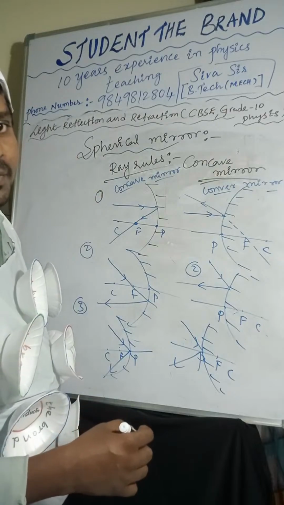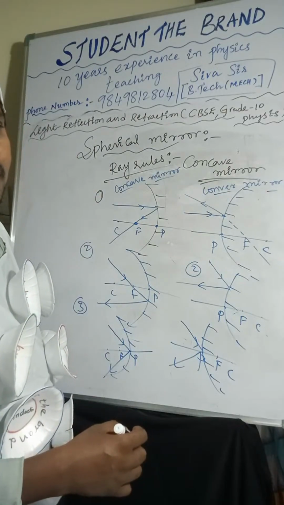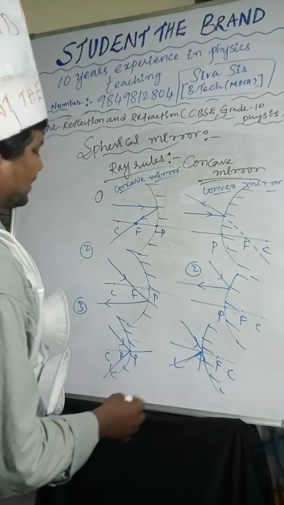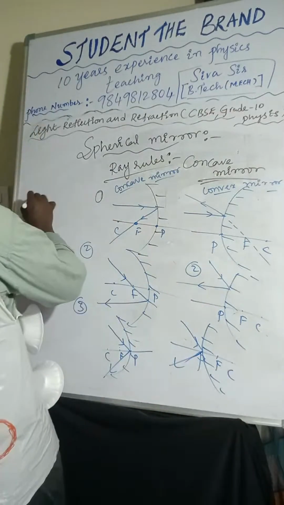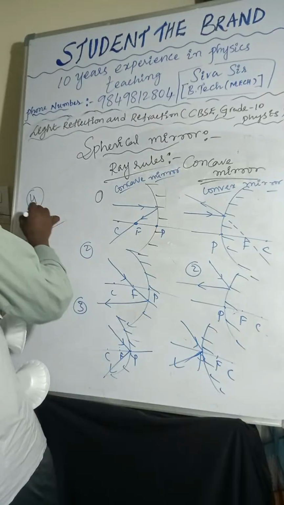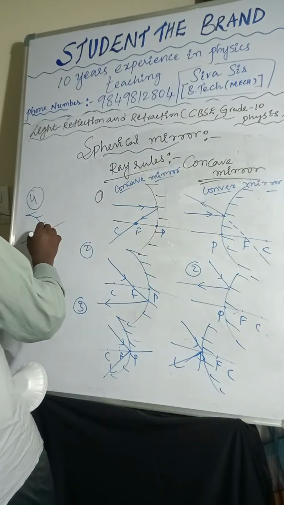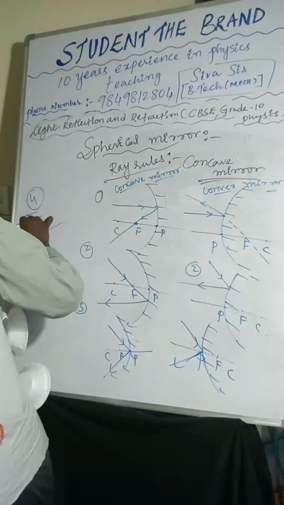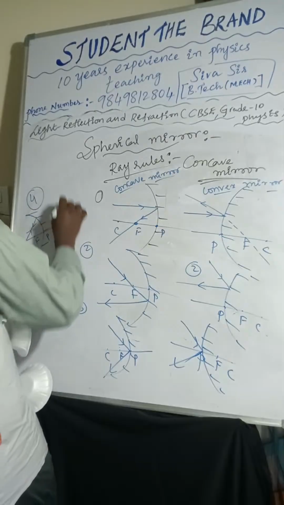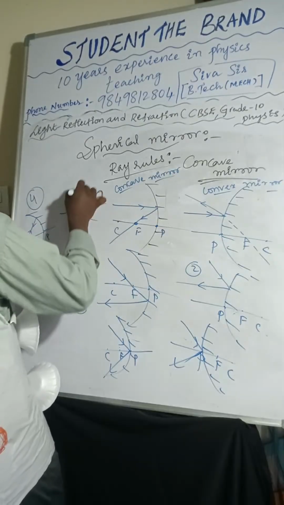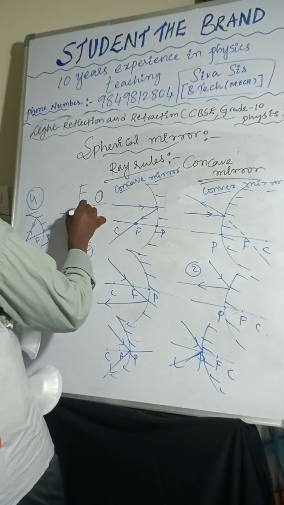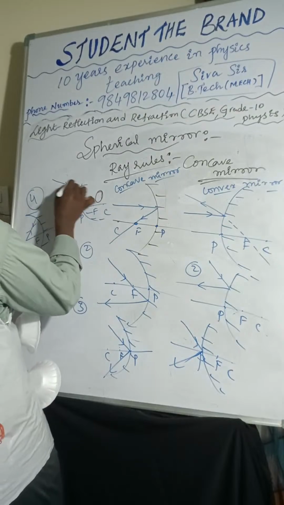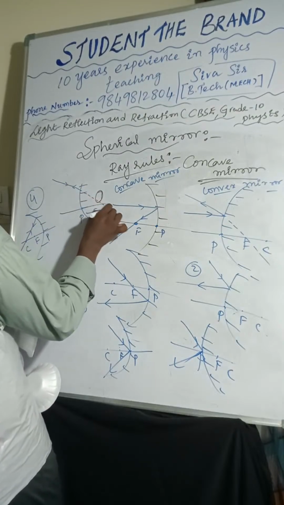And the fourth one is very, very important. Here I am considering pole, focus, and center of curvature. If the light ray passes through the center of curvature, it reflects back. For the convex mirror also, if you take pole, focus, and center of curvature, the light ray passing through the center of curvature reflects back.